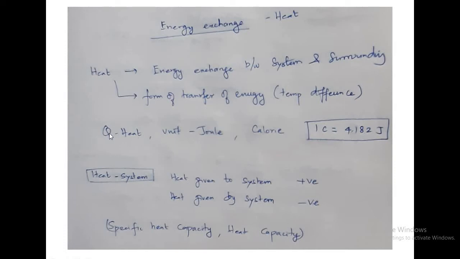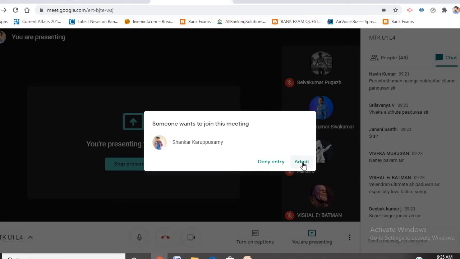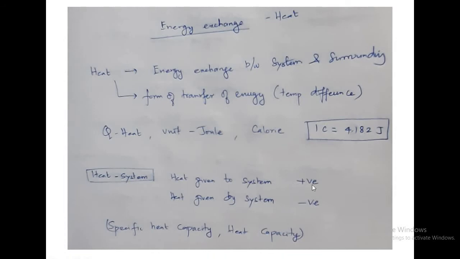It has a symbol Q, and the unit is joule or calorie. The standard unit is the joule, and 1 calorie is equal to 4.182 joule. When a system gets heat or gives off heat, we use a sign convention, positive or negative. Heat given to the system is positive, and heat given by the system is negative because it is losing some energy.